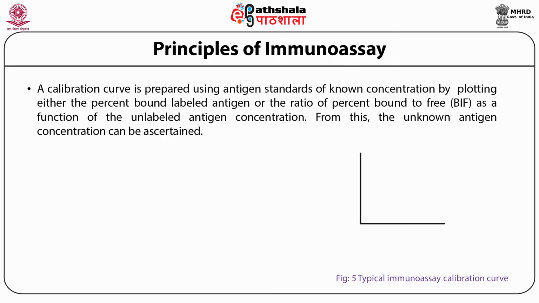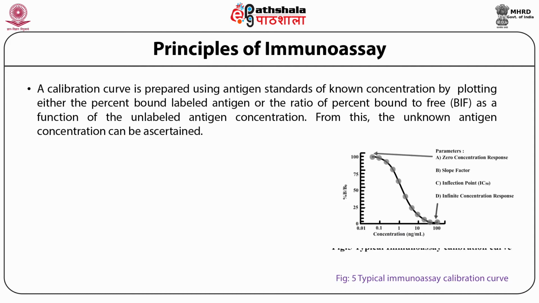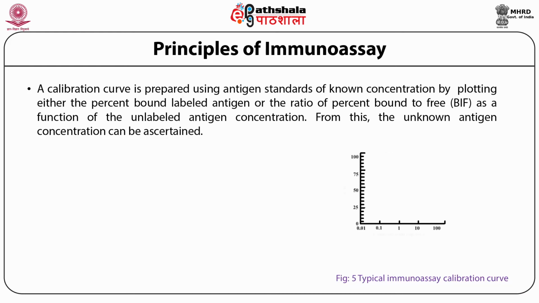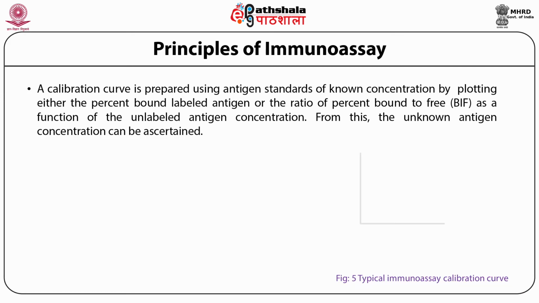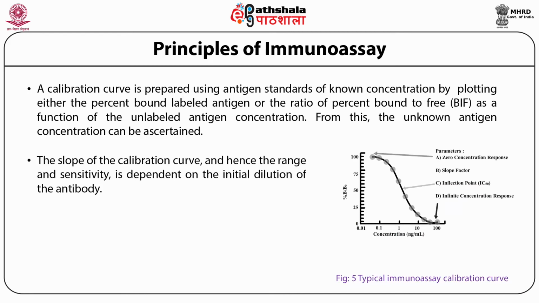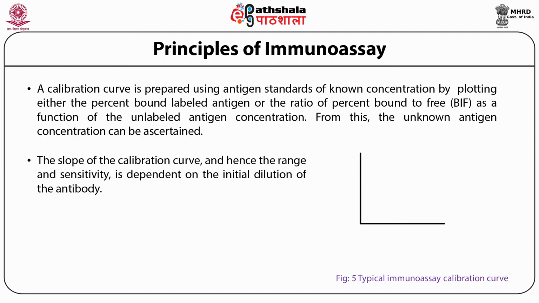A calibration curve is prepared by using antigen standards of known concentration, plotting either the percent bound labeled antigen or the ratio of bound to free as a function of the unlabeled antigen concentration. From this, the unknown antigen concentration can be ascertained. The slope of the calibration curve, and hence the range and the sensitivity, is dependent on the initial dilution of the antibody.